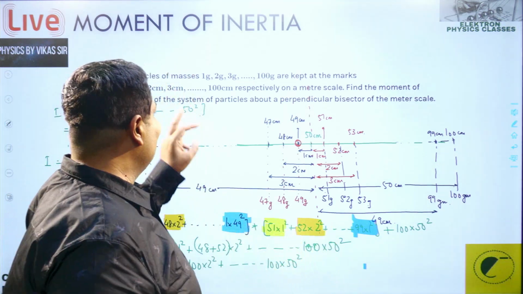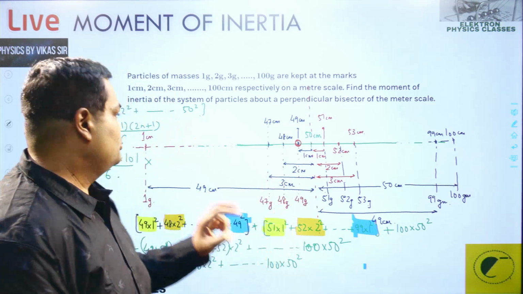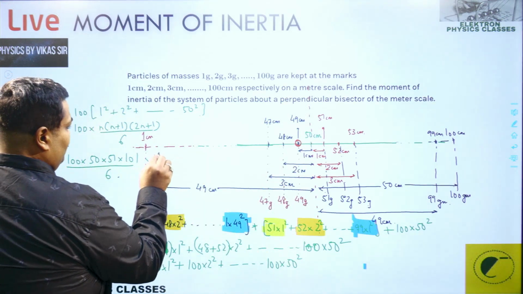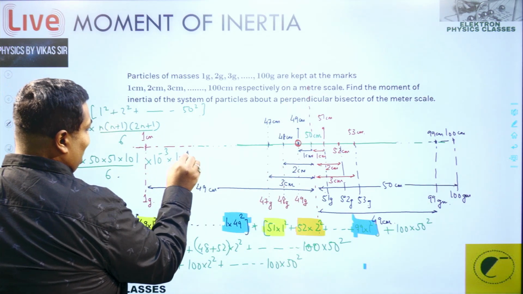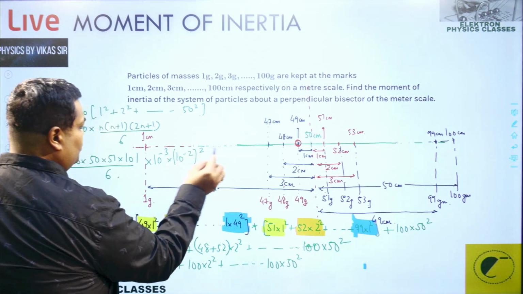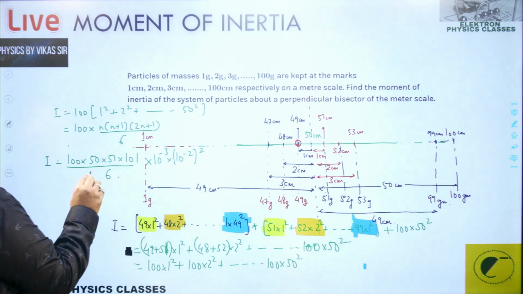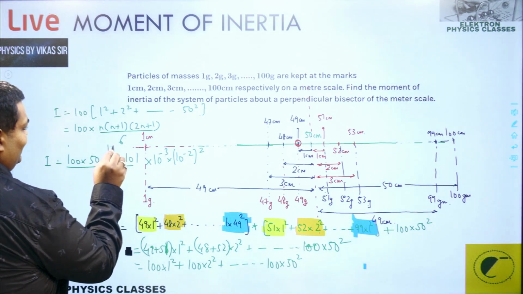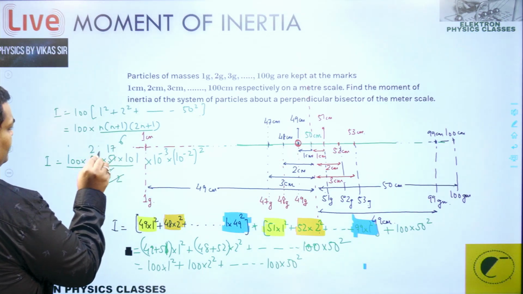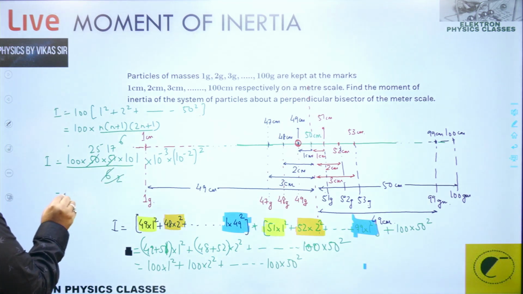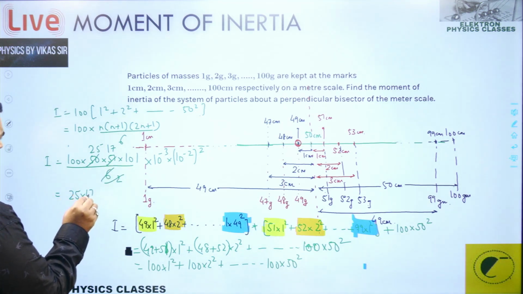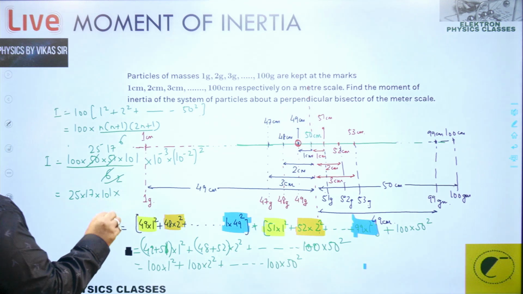Mr square. Mass is in gram, R is in centimeter. So convert to kilogram, 10 power minus 3, and centimeter to meter and square of it. Mr square, converting to MKS, right? And then we calculate a value. So 6 divides into 26 and this is 17 and this is 25. So we get this calculation as 25 into 17 into 101 and into this.